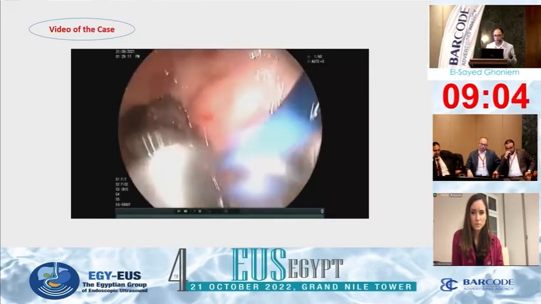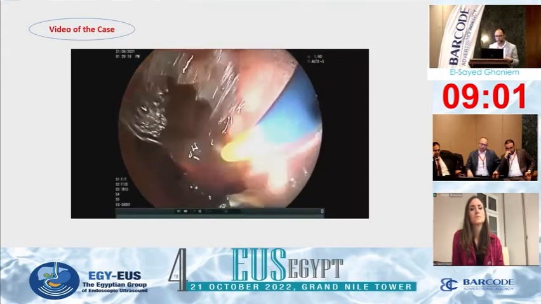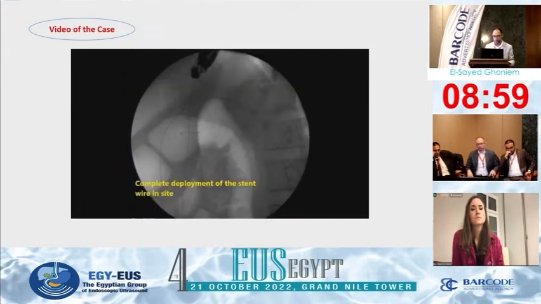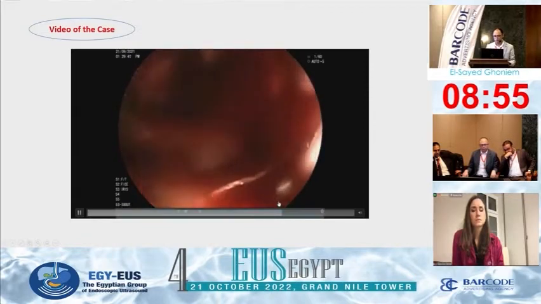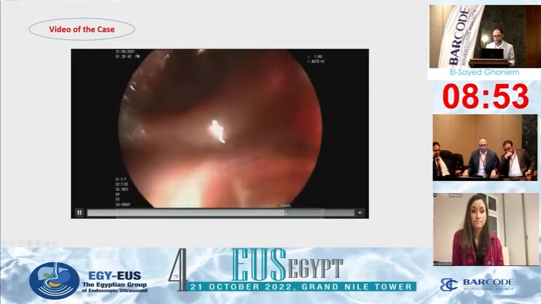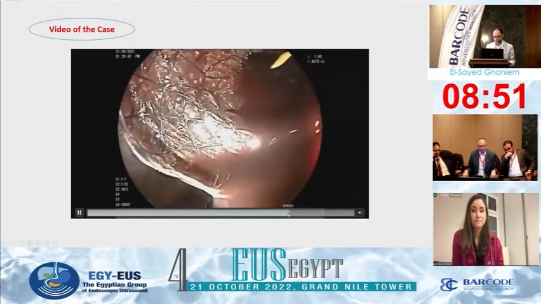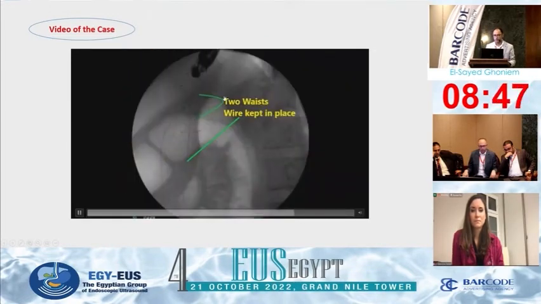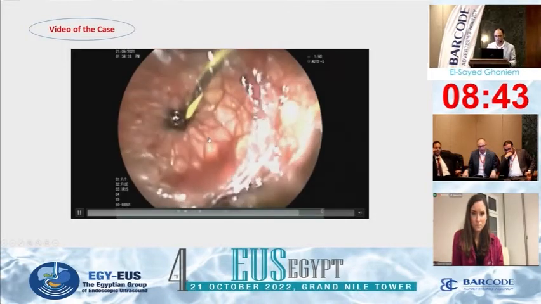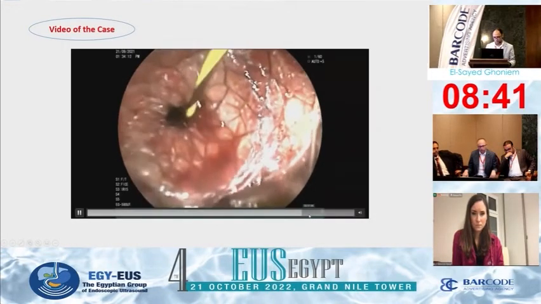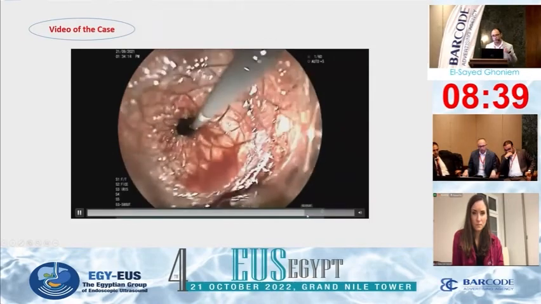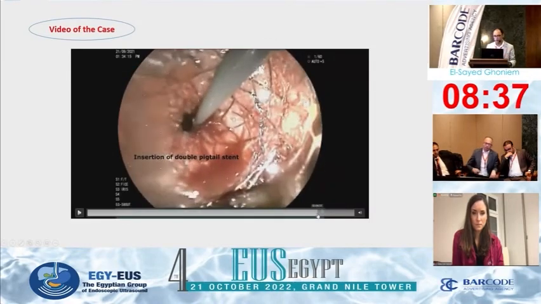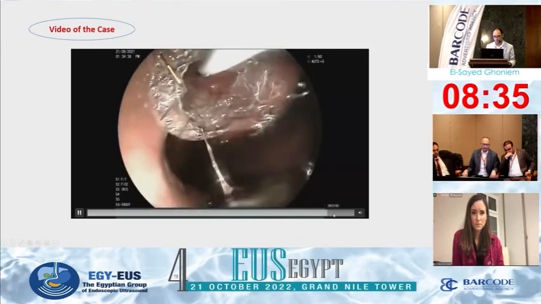There are many options to deploy the stent. You can deploy the stent inside the scope, but here I clearly see it. But under fluoroscopy, you see here this picture. My wire is inside. In this picture we have two waists, above and below. Normally we should have one waist, and so I deployed a pigtail stent.